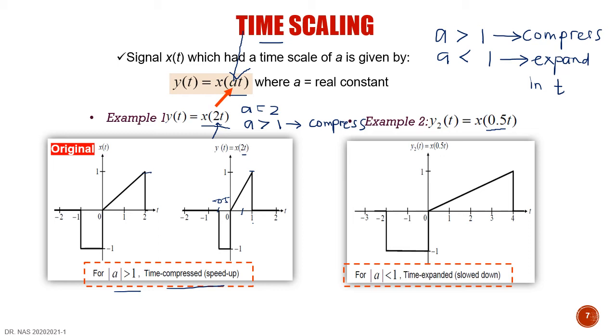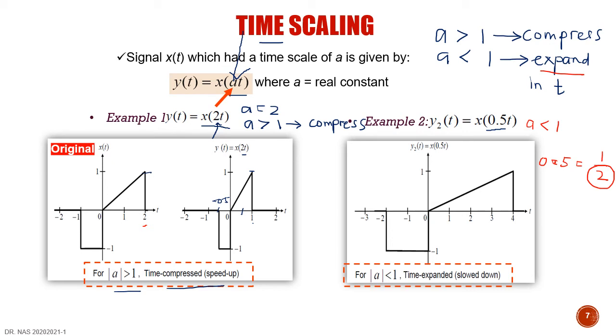In this case, A is less than 1. So we should expect that the signal will be expanded in t, but the amplitude remains the same. Referring to the same original signal, the maximum t is 2. By how much will the signal be expanded? 0.5 is equivalent to 1/2. So the signal will be expanded by 2 times in t.